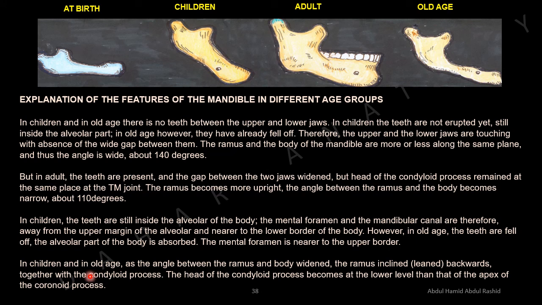In children and in old age, as the angle between the ramus and body widens, the ramus is inclined, leaning backwards, together with the condyloid process. The head of the condyloid process becomes lower than the apex of the coronoid process.